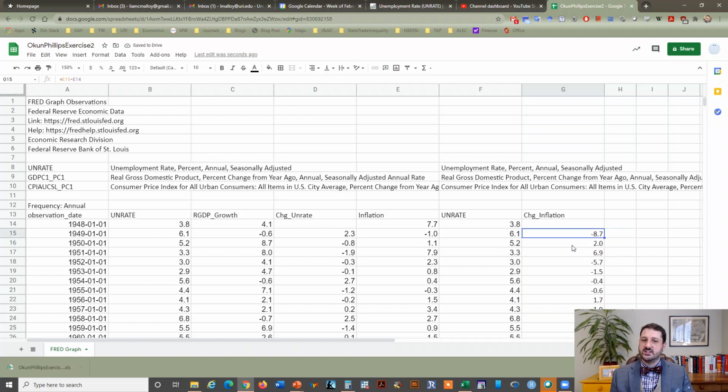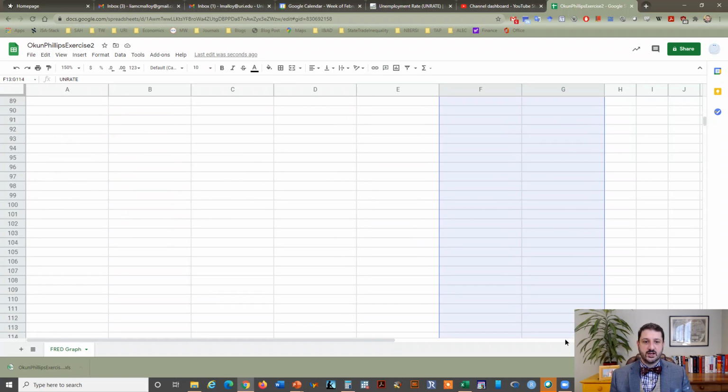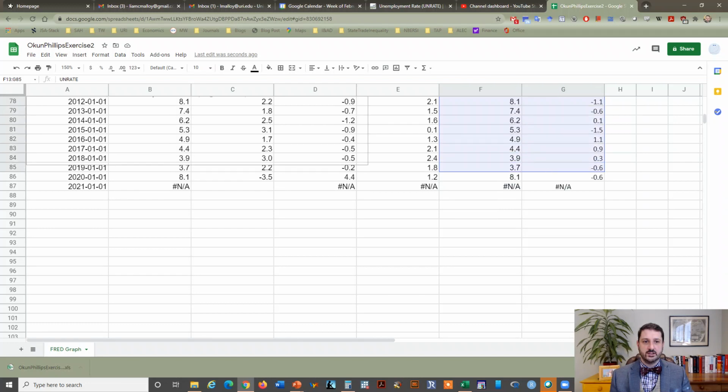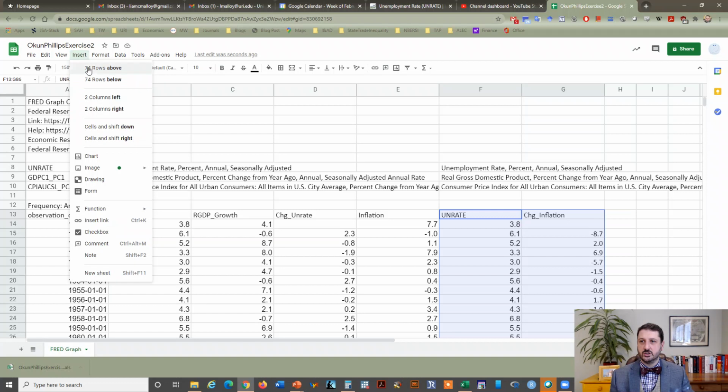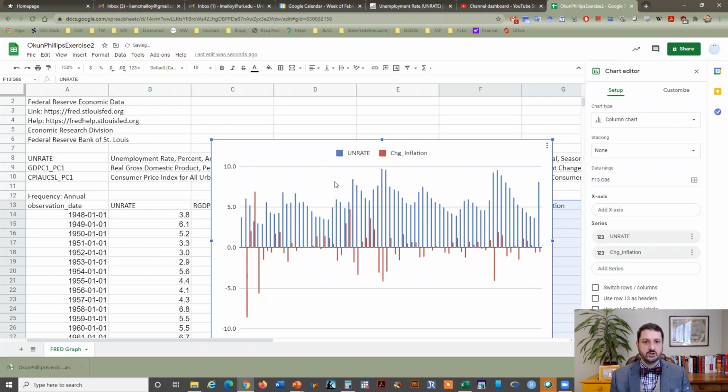And so what does this say? Well, this says if it's negative, the inflation rate has gone down. And if it's positive, the inflation rate has gone up. And so what we expect is that a low unemployment rate would lead to higher inflation, and a high unemployment rate would lead to lower inflation. So we're going to just copy this down, stop at 1920. And then we're going to go to Insert, Chart.